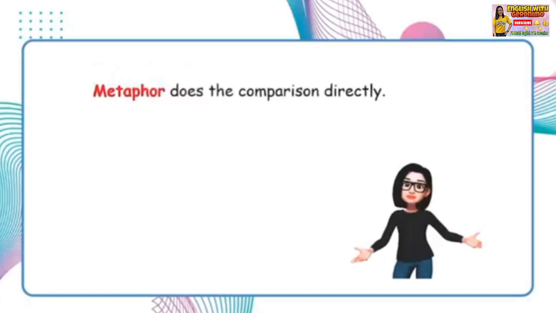Next is metaphor. It does the comparison directly. Unlike simile, metaphor does not use "as" or "like" to compare. For example, "she is an angel." She is compared to an angel without the use of as or like.